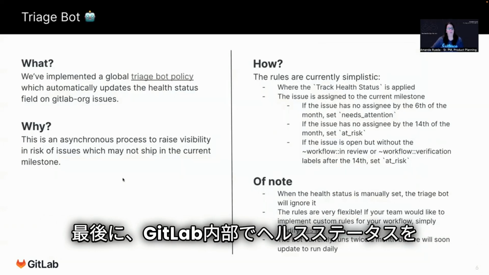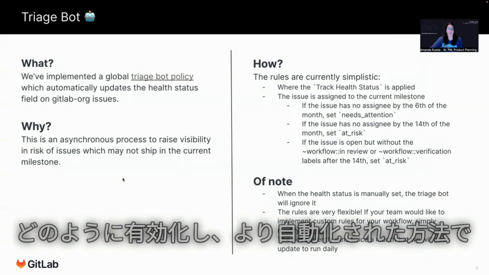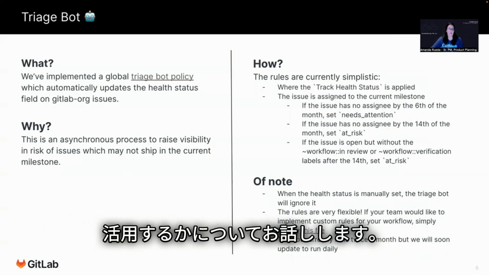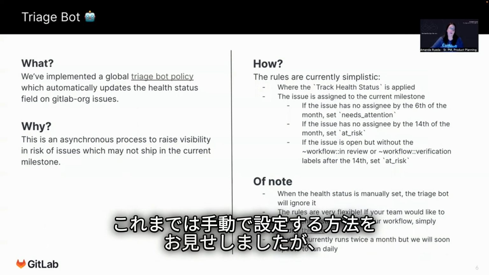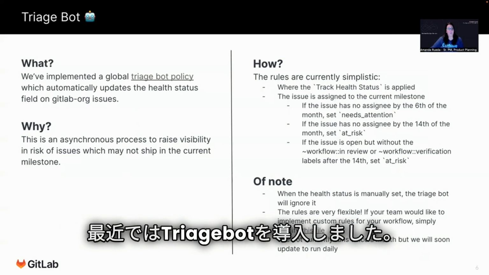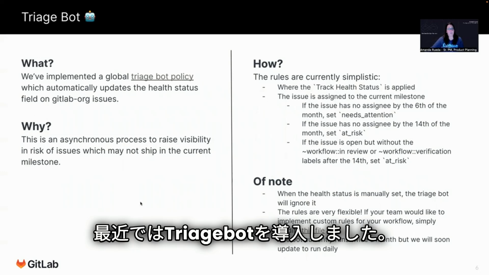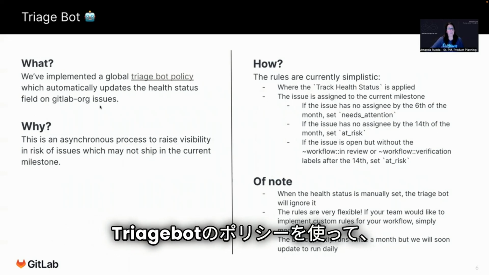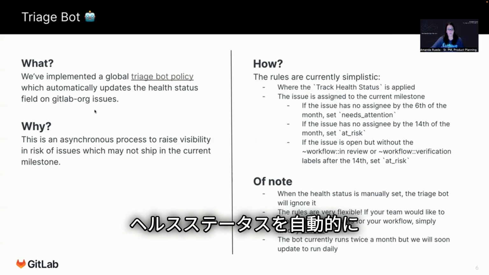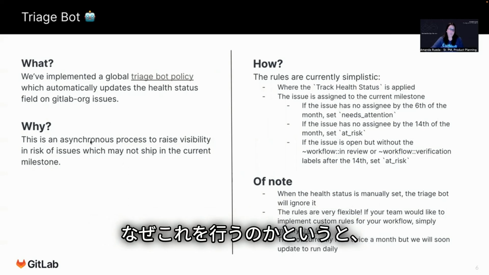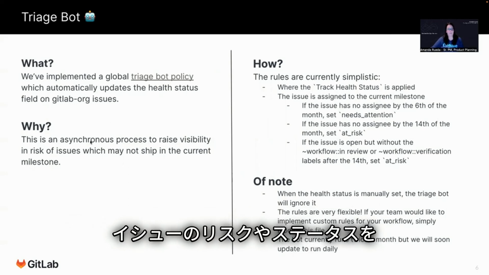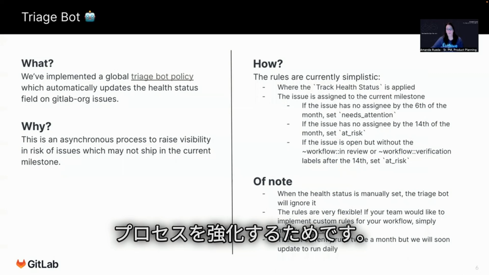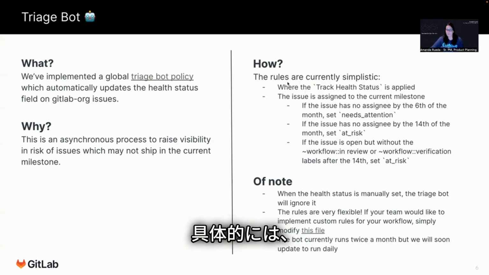Okay, lastly, I want to chat with you about how we can enable health status here in GitLab internally and dogfood it in a more automated fashion. So far I've showed you how to set it manually, but we've just recently implemented a policy on TriageBot, which will automatically set the value for you if you choose to. So why are we doing this? It's because it's going to allow us this asynchronous process to raise visibility of the status or risk of an issue. And so how does it work?